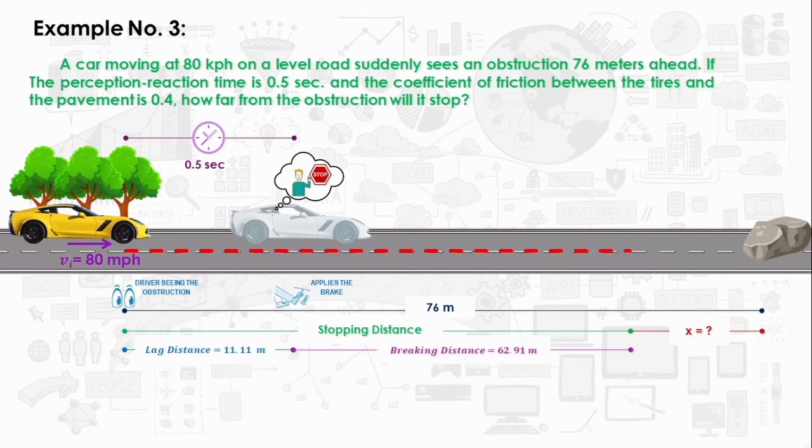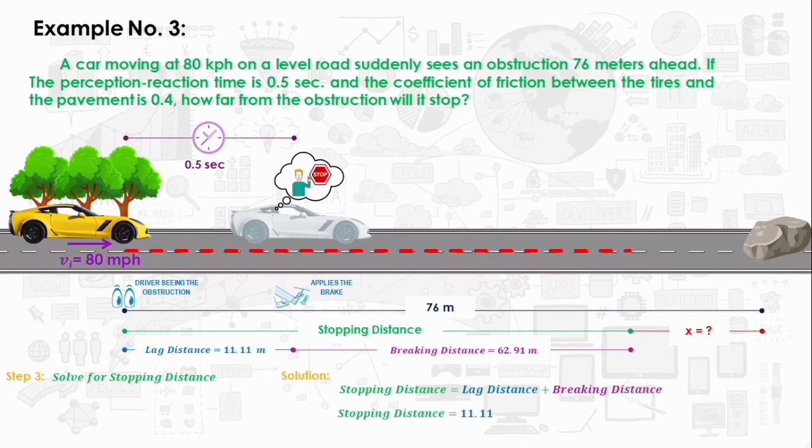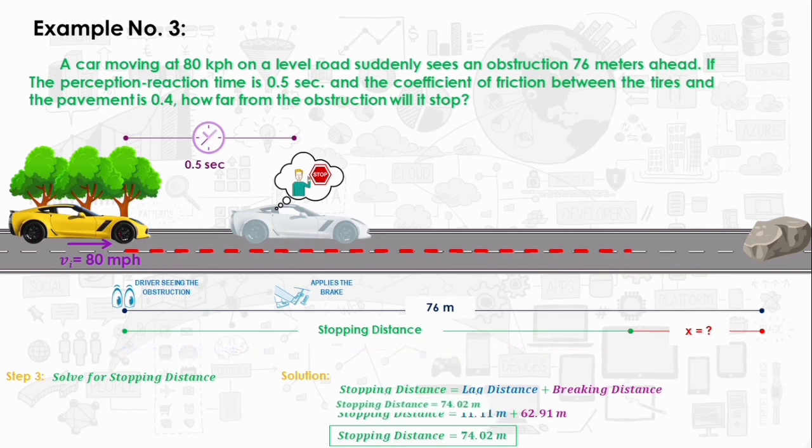Since the lag distance and the braking distance are already known, we are now able to compute for stopping distance. Now, stopping distance is equal to lag distance plus braking distance. So stopping distance is equal to 11 meters plus 62.91 meters. Therefore, stopping distance is equal to 74.02 meters.